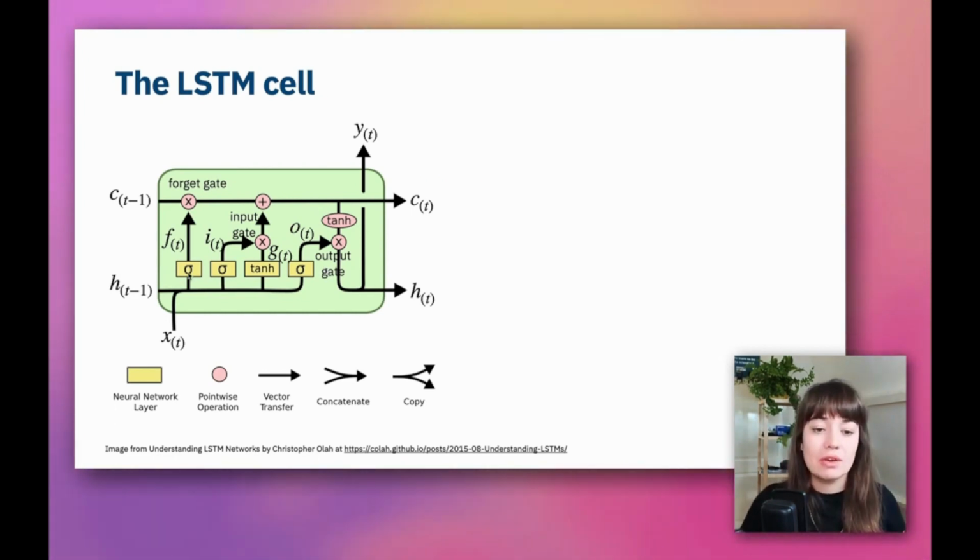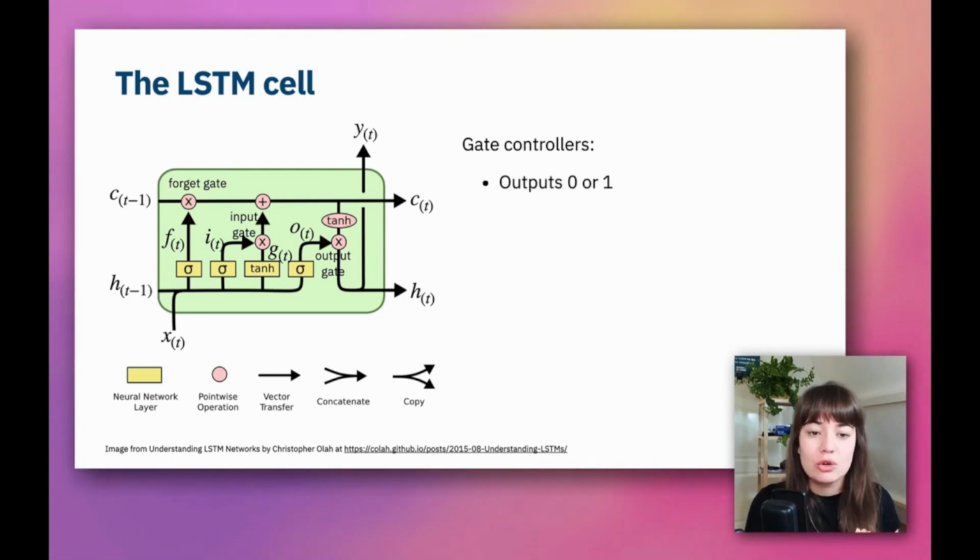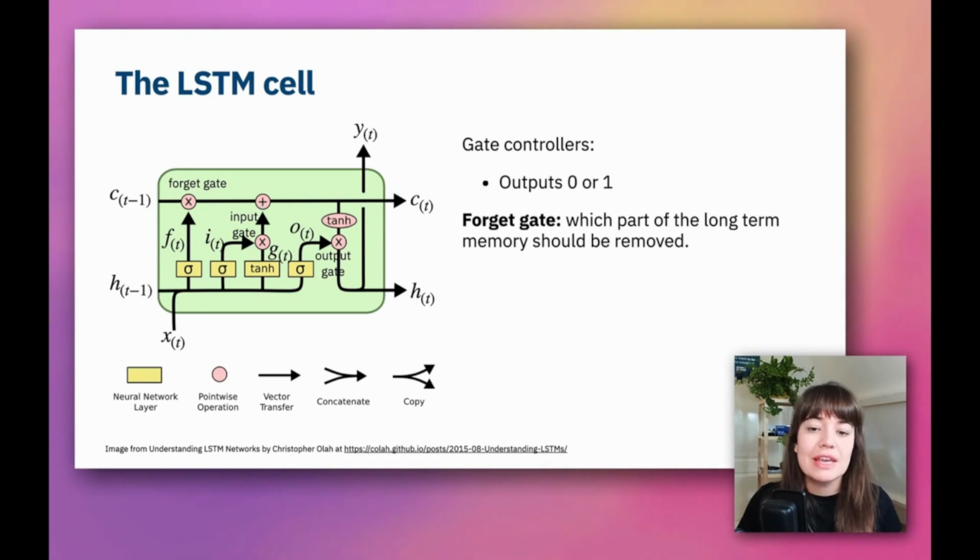So what we have here are called gate controllers. Anything other than the hyperbolic tangent function, we call the gate controllers. What the gate controllers do is they output either 0 or 1. In this way, they determine if something is going to be forgotten, input, or output from the long-term state. In the forget gate, we decide which part of the long-term memory should be removed. So we're saying, okay, this can be forgotten now. We don't need to remember this information anymore.